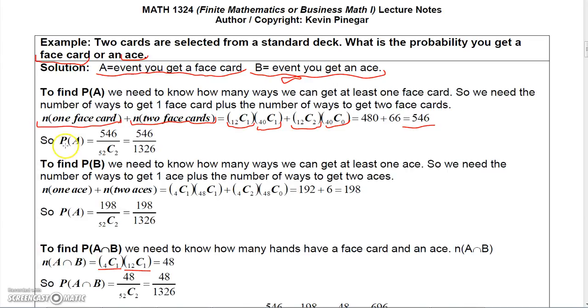So the probability of A would be 546 out of the total number of 2-card samples, which would be 52 choose 2. So it's 546 out of 1326.